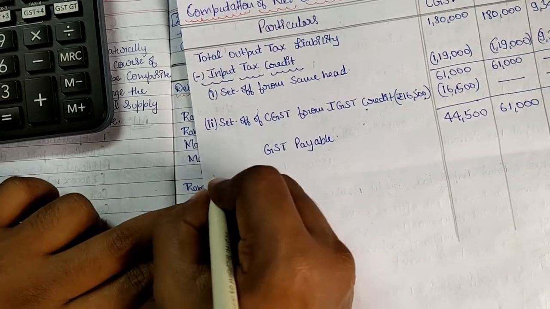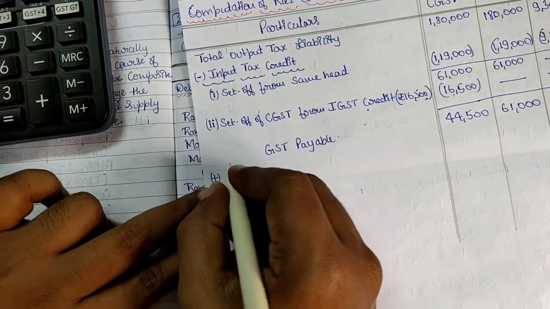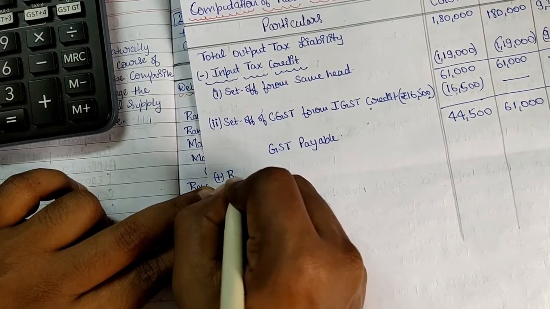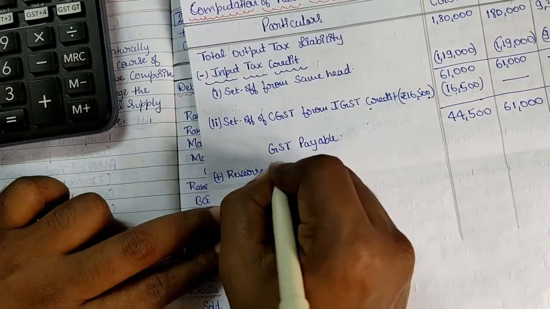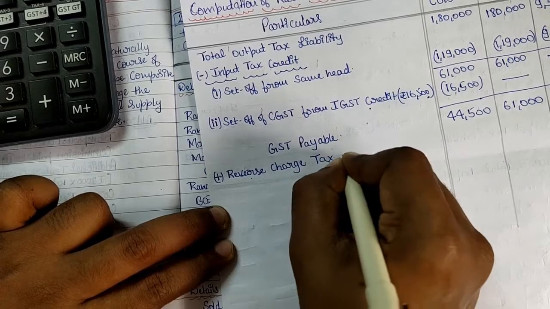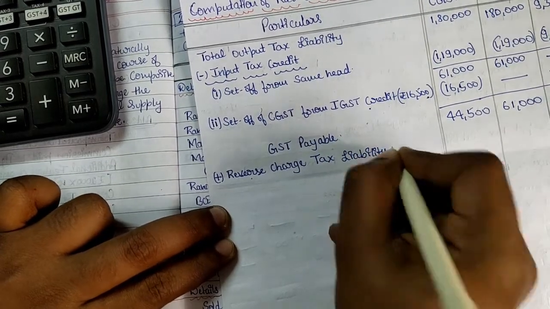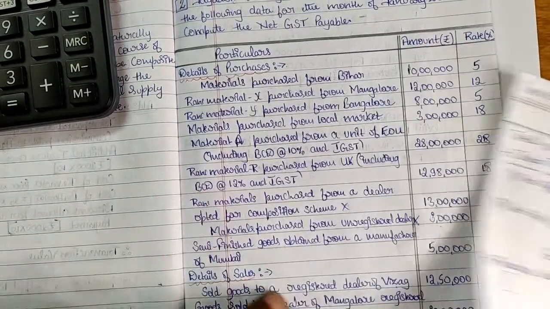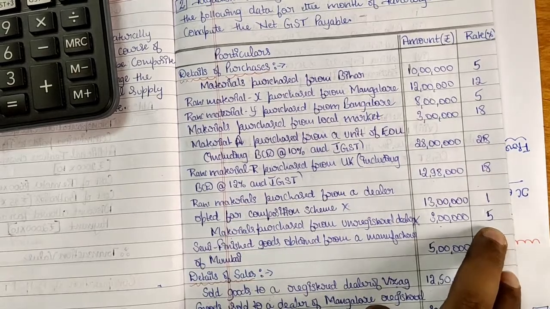I said on reverse charge there is a tax liability. Goods purchased from unregistered dealer, so reverse charge tax liability has to be paid. So reverse charge tax liability we have to calculate, right? So let us do that. What's the amount of the transaction? Transaction amount is 3 lakh, and the rate of GST is 5%.